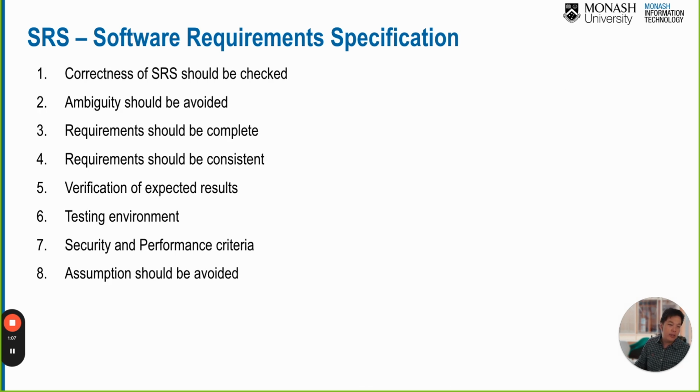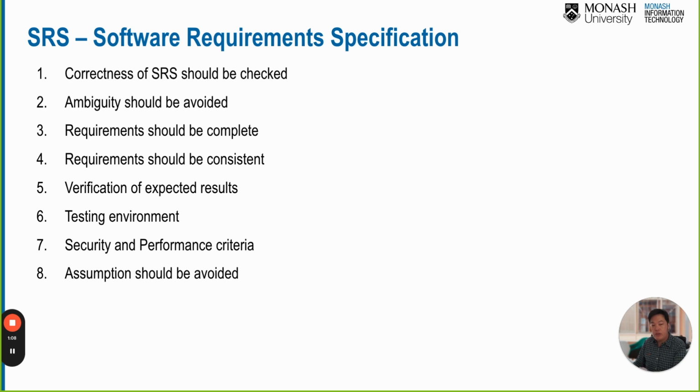What are the good characteristics of a software requirement specification? You should check the correctness of the SRS. It should not be ambiguous; it should be clear, and ambiguity should be avoided. The requirements should be complete and consistent, and they should be verifiable. You should be able to verify the expected result, which means it is testable.